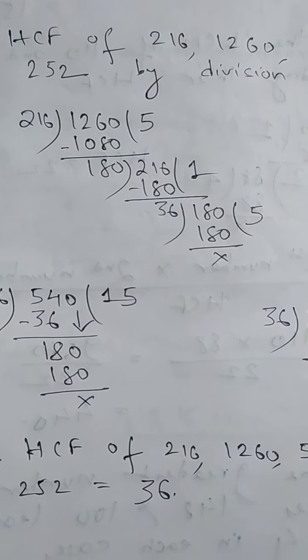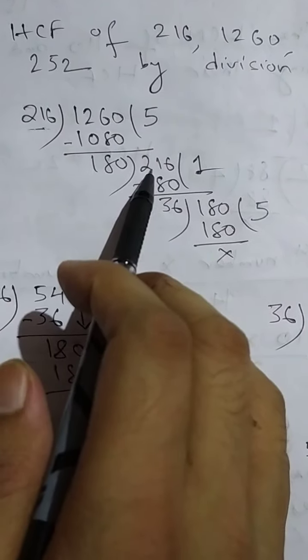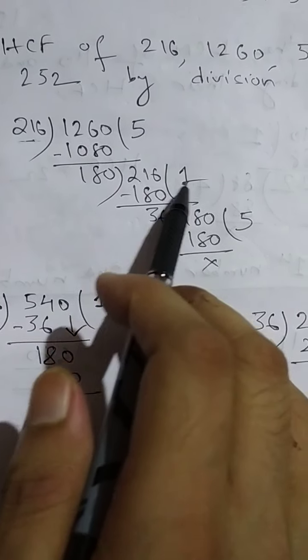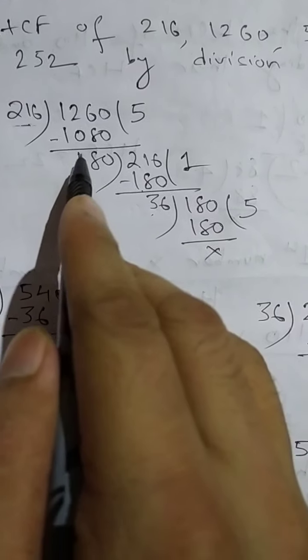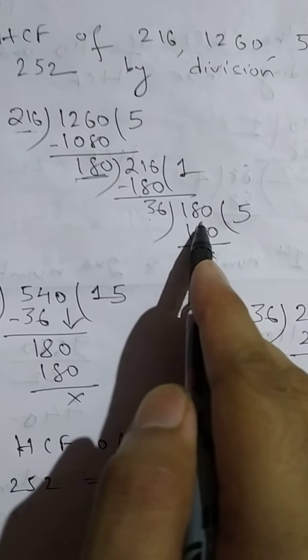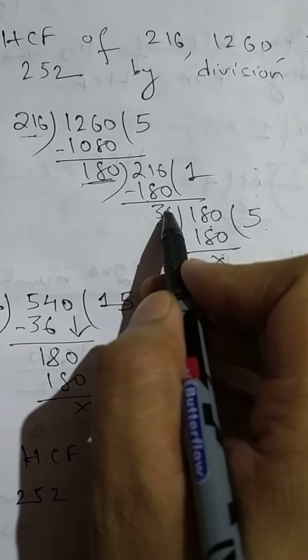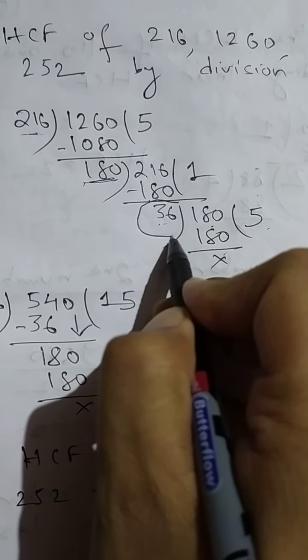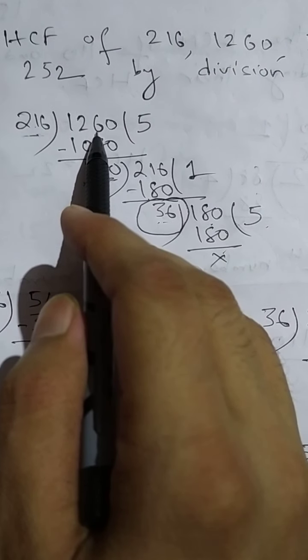Then what is the rule? This 216 you will write here. Then 1 times 180 is 180, and 36 after subtraction. Then this 180 you will write here. Then 36 5s are 180. So which one is the last divisor? 36. So this one is the HCF of 216 and 1260.